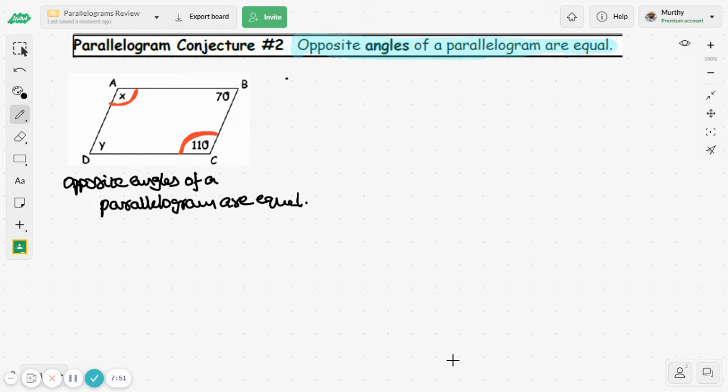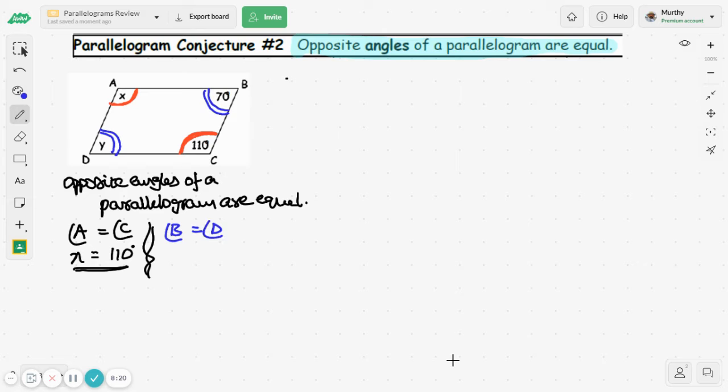Okay. Therefore, angle A equals angle C. A is x and C is 110. So the value of x is found. For the same reason, I'm taking the next part, which is angle B equals angle D, because opposite angles of a parallelogram are equal.